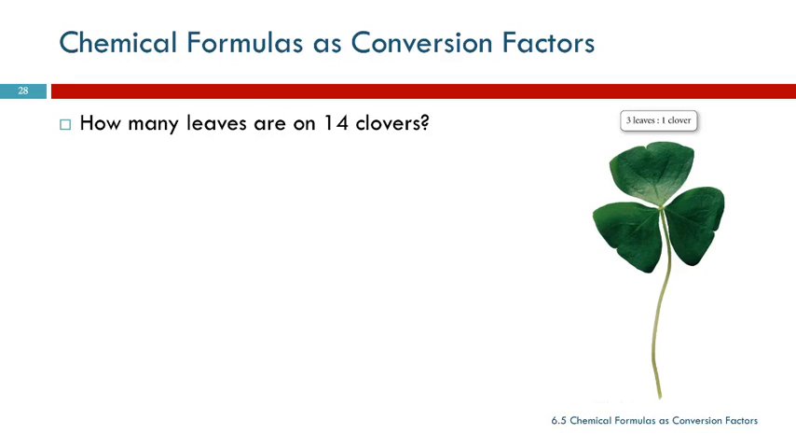So we can treat this as a dimensional analysis problem. We've got 14 clovers, and they're asking us for how many leaves. So number of leaves, that's what we're trying to find. Well, do we know how many leaves are on 1 clover? Yeah, we do. 3 leaves is equal to 1 clover. So that's a conversion factor. That means we can go directly from clovers to numbers of leaves.